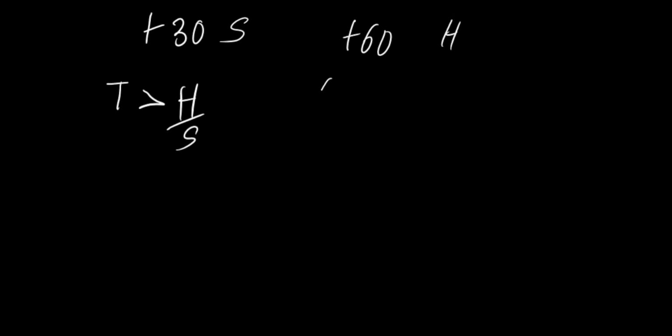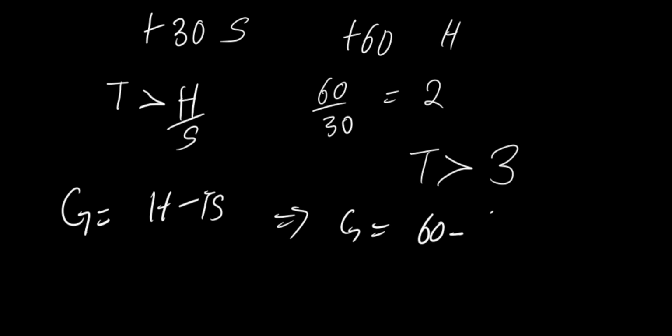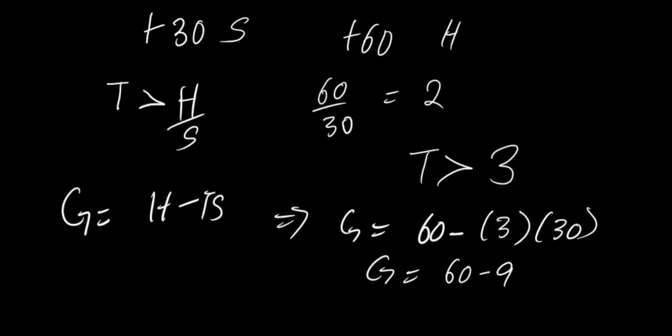So the ratio of this would be 60 divided by 30, and this of course is 2. So the temperature should be greater than 2. So let's say 3 Kelvin. Okay, so 3 Kelvin is greater. So G would be equal to H minus Ts. This implies that G would be equal to 60 minus 3 times 30, and then G should be equal to 60 minus 90, which is equal to negative 30. Okay, so this reaction would be spontaneous because we have a negative free energy value.